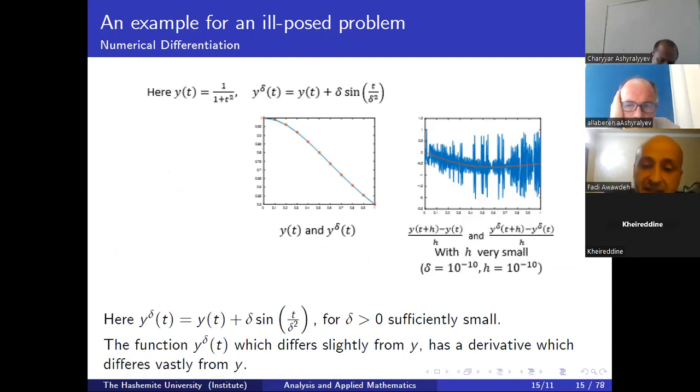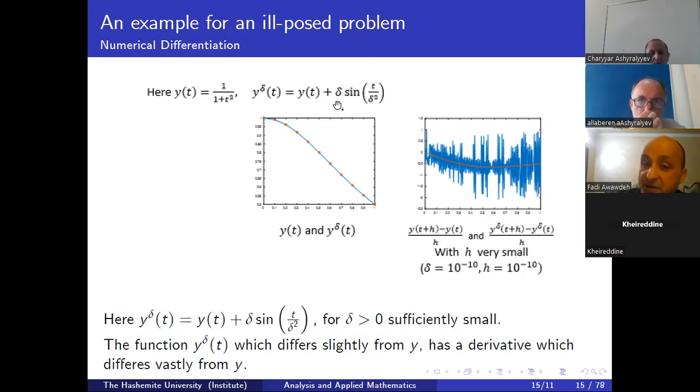We know from numerical analysis that numerical differentiation is an ill-posed problem. This is an example to show this. If we have the function 1 over 1 plus t squared, this is the function here. And suppose that when we measure this function using an experiment, we have a small error or small perturbation where delta is sufficiently small. For example, we will take here delta 10 to the power minus 10.